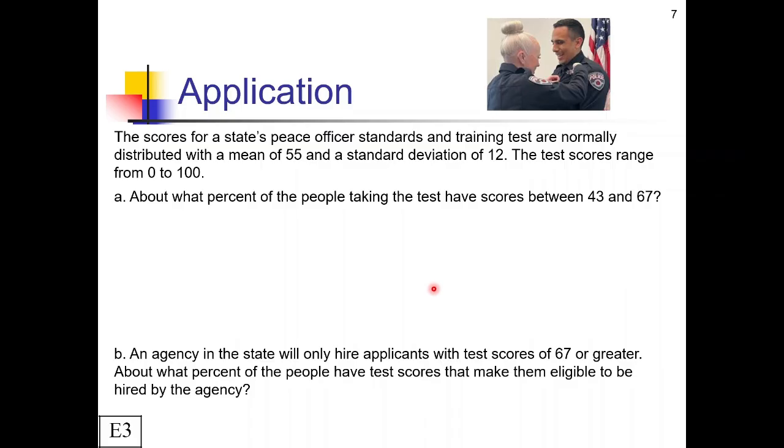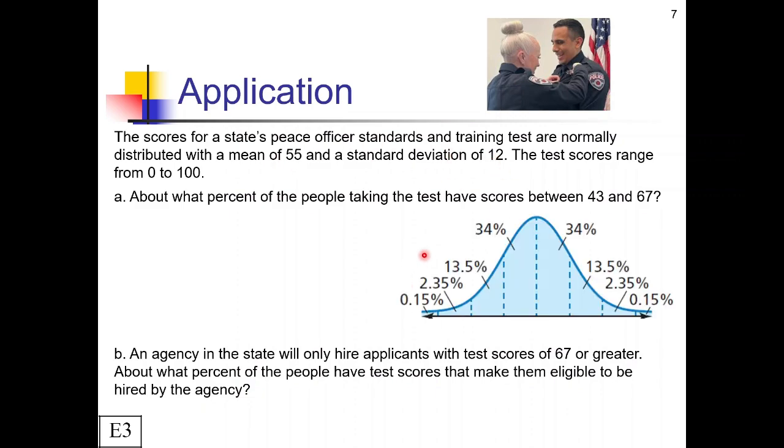Alright, so to do either of these, we need to make our own normal curve again, using the mean and the standard deviation from the problem. So here is my normal curve. I'll redraw it. And now let me label this here. Mean was 55, so that's our mu. Our sigma in this case is 12, so we've got 55 plus 12, 67. And then we've got 79 and 91. And then going the other direction from 55, we've got 43, 31, and finally this would be 19.